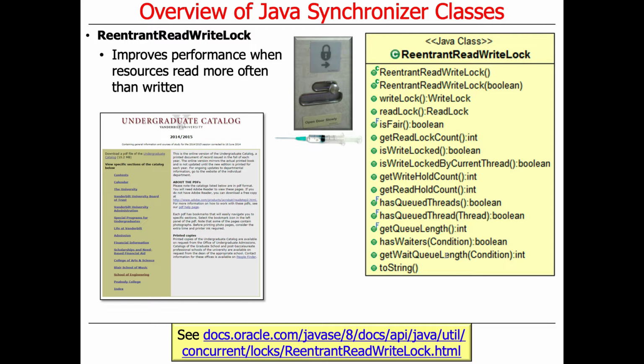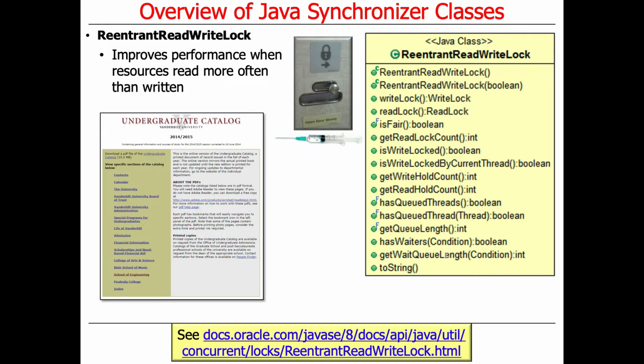And so there's something called a Reentrant read-write-lock. A good example of something like this would be the undergraduate catalog here at Vanderbilt on the website. So the undergraduate catalog does, in fact, get updated from time to time, probably once a year. But during the rest of the time, it's just read-only. You're just reading it, right?